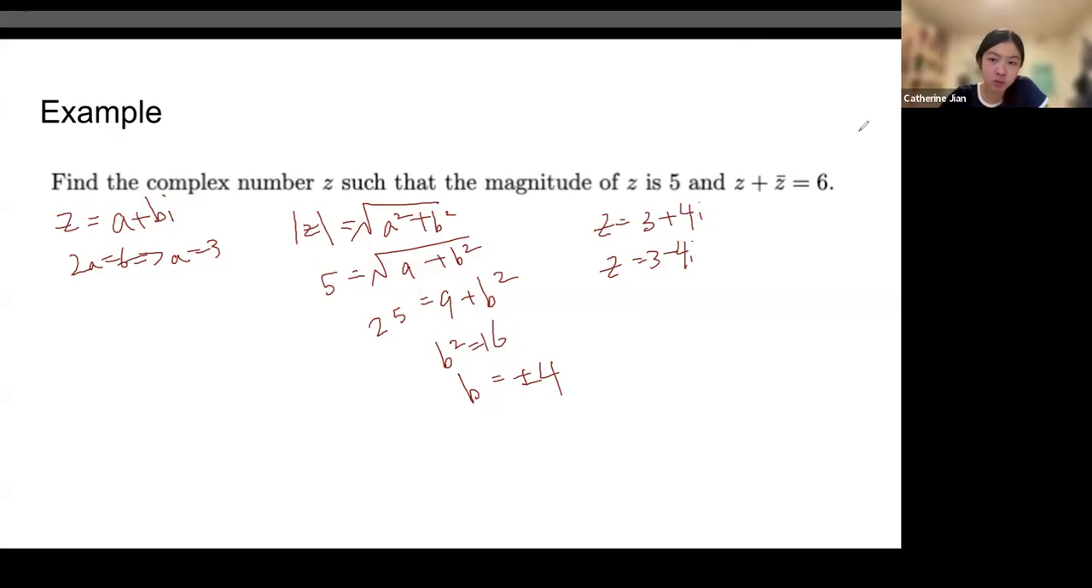Okay, does anyone have any questions? Okay, so now we can go into our complex roots part of the lesson.